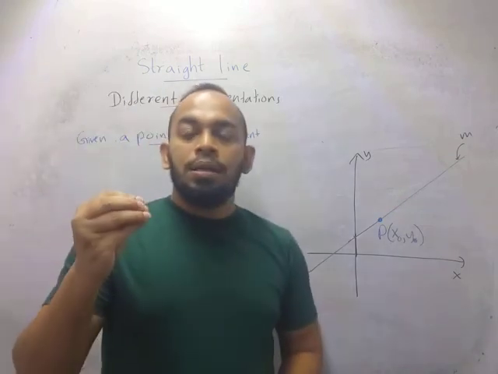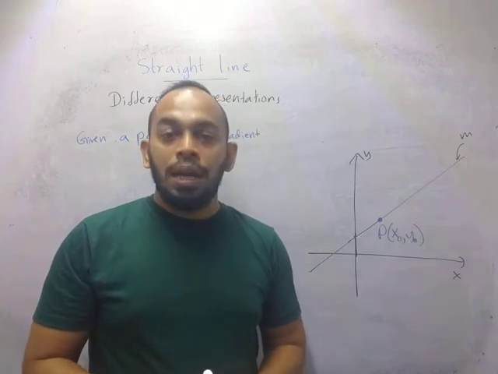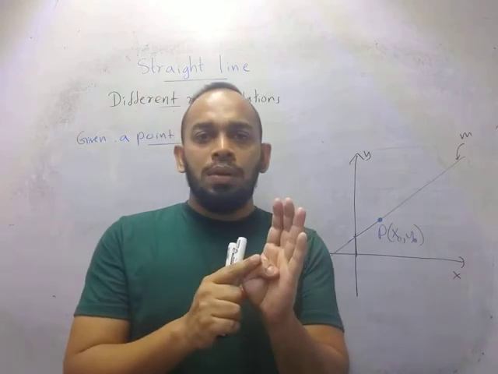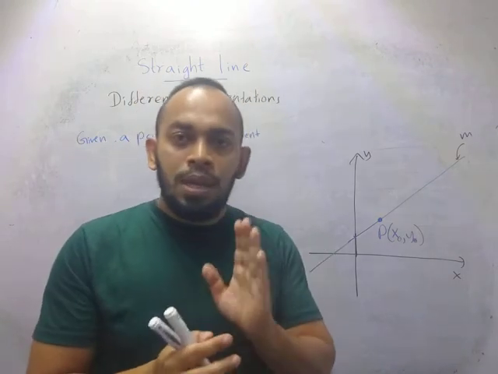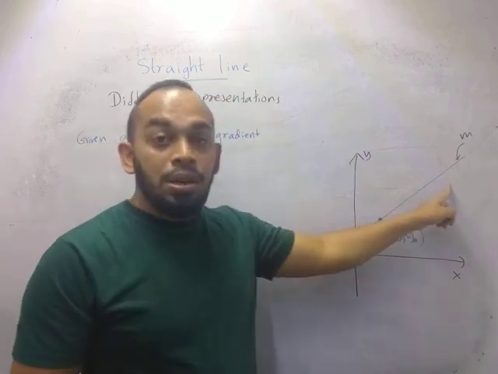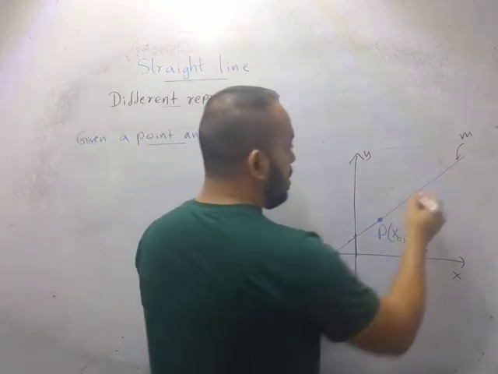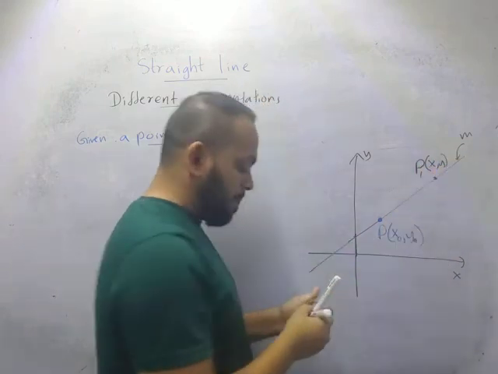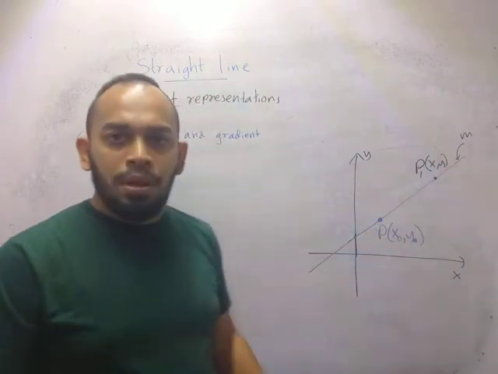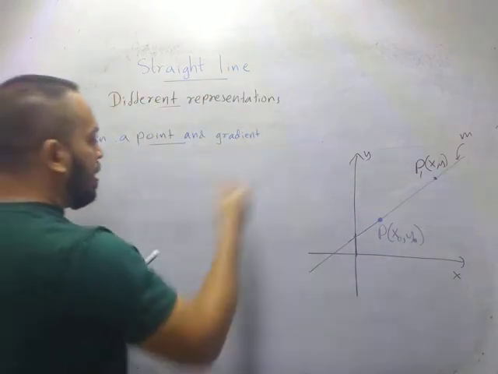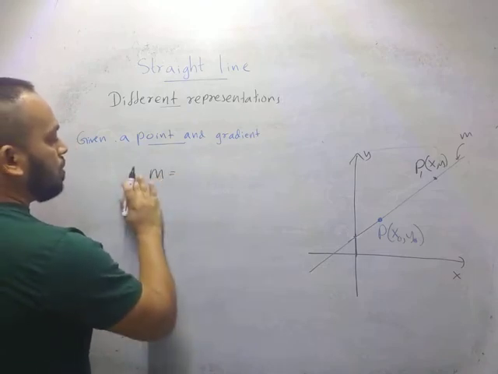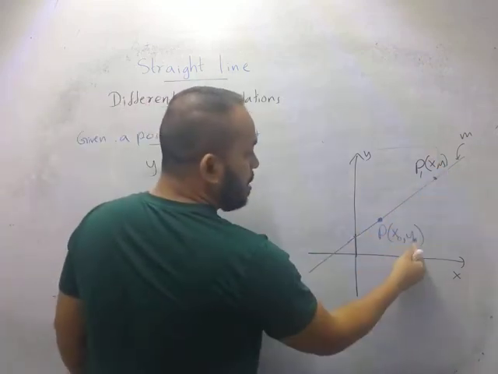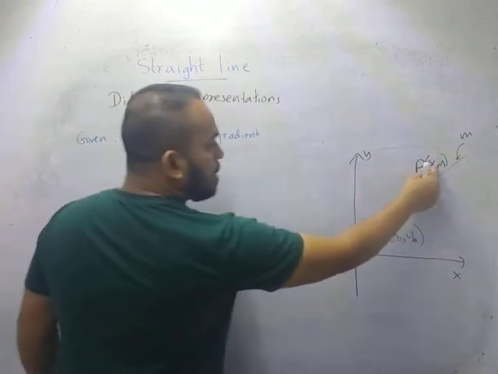Now, how did we define the gradient of a straight line? When two points are given, then we can find the gradient, right? This is exactly what we are going to do. So we are going to represent a general point on this straight line. Let's call it P1, x comma y. This could be anywhere. It's a general point. So the gradient is given. Therefore, m is equal to y minus y naught divided by x minus x naught.